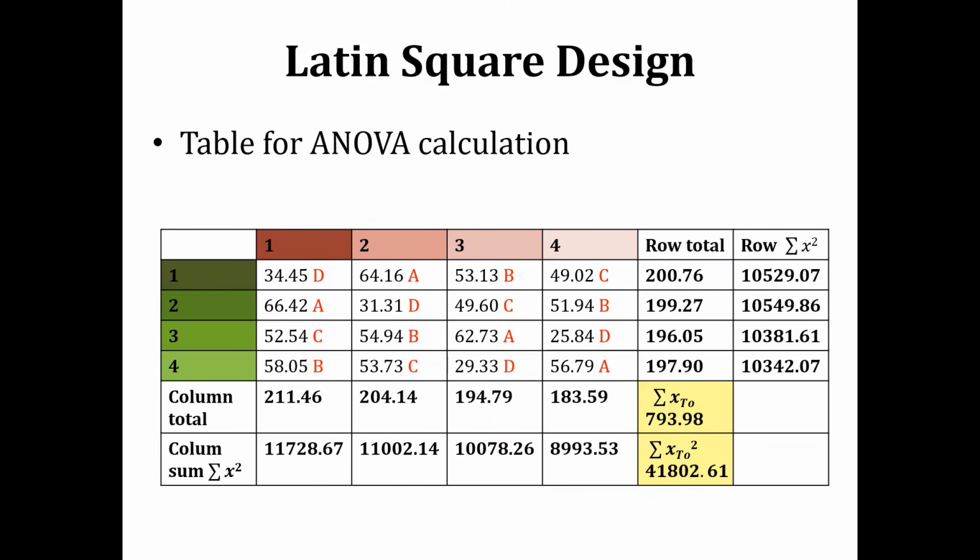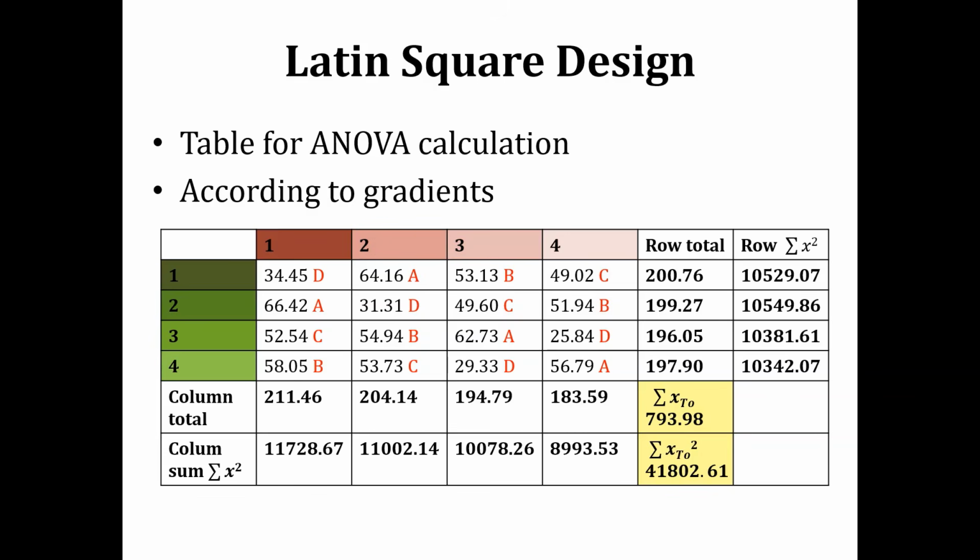The kind of statistical analysis we are going to use for this data is ANOVA, and here we have the table for ANOVA calculation. As you can see, this table has all those 16 observations. Then we have the row totals and the column totals. So what do these row totals and column totals depict?